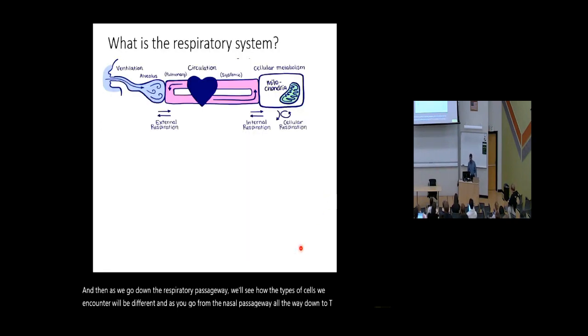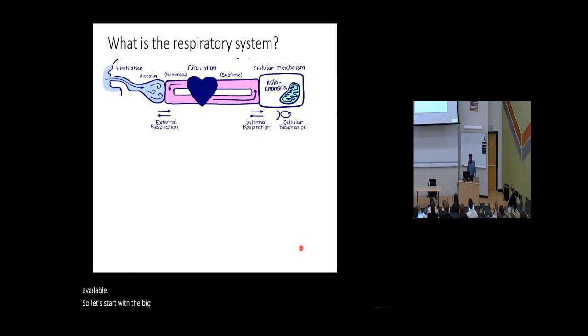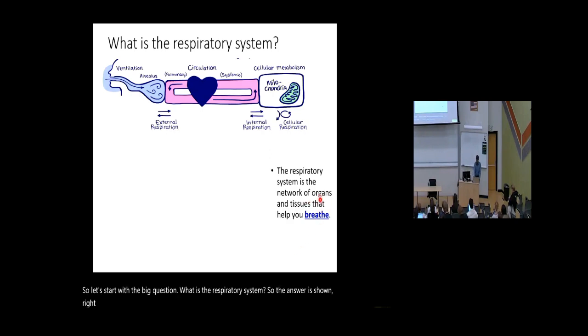So let's start with the big question: what is the respiratory system? So the answer is shown right here. The respiratory system is the network of organs and tissues which help you breathe. So what do we mean by breathing? Breathing is referring to both the air entering into the lungs and leaving the lungs. And another term for the air moving in and out of the lungs is known as ventilation, right? So shown right here, it's called ventilation.